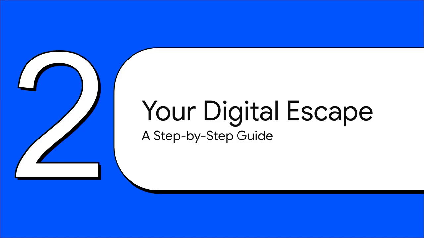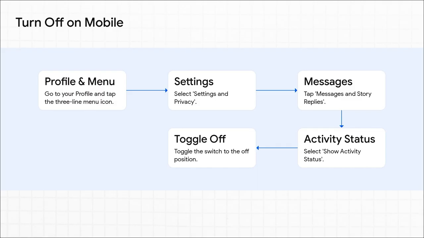Think of this as your quick guide to getting a little bit of your digital freedom back. Okay, first up, for pretty much everyone on their phone, you're going to start on your profile page, tap that little hamburger menu icon, and jump into Settings and Privacy. From there, look for Messages and Story Replies, and then tap Show Activity Status. All you've got to do is flick that switch to off, and you're golden.